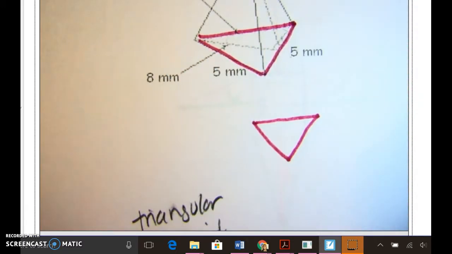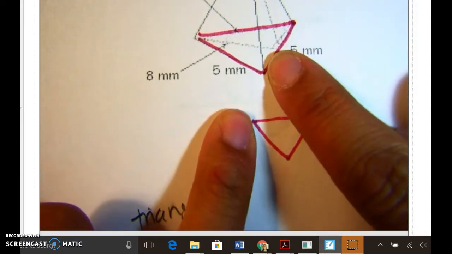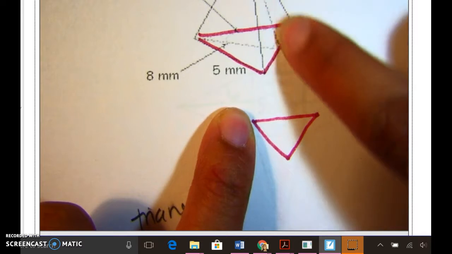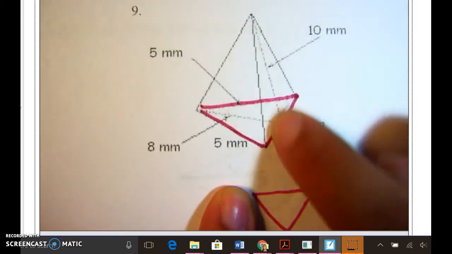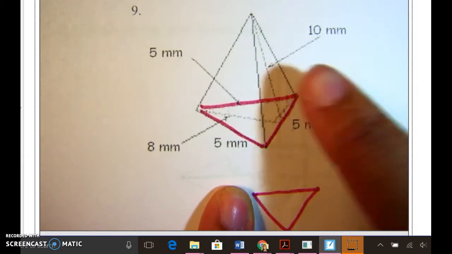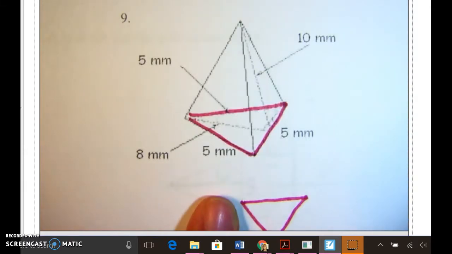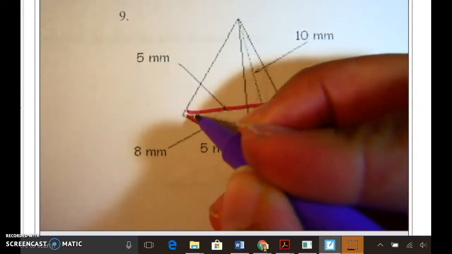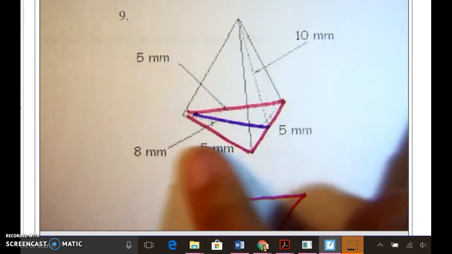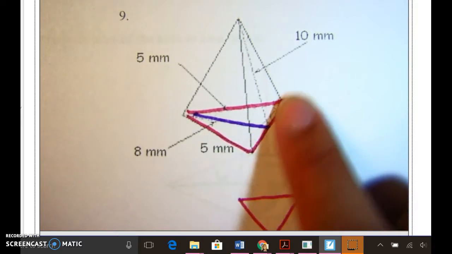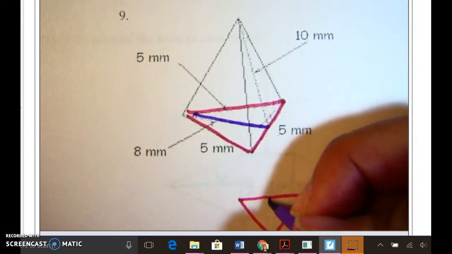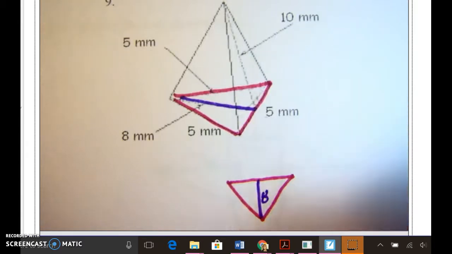Then I'm going to draw the triangles that are going up. I don't know this length, but I know the height, again, that has the right angle symbol. The height is 10. I also know the height here. They labeled this height of the base as 8. So I know this is 5. The base of the base is 5, and the height of the base is 8. If I want to, I can label that in.